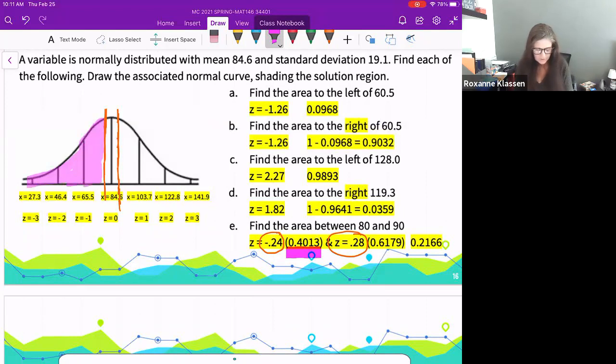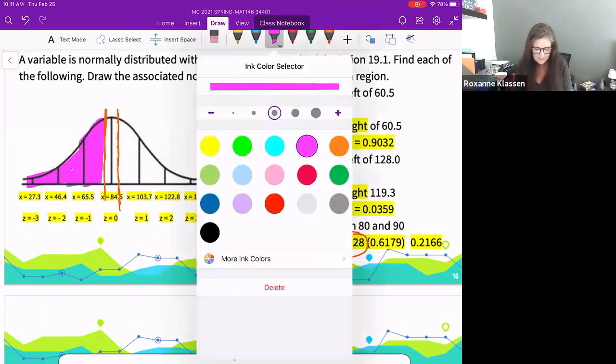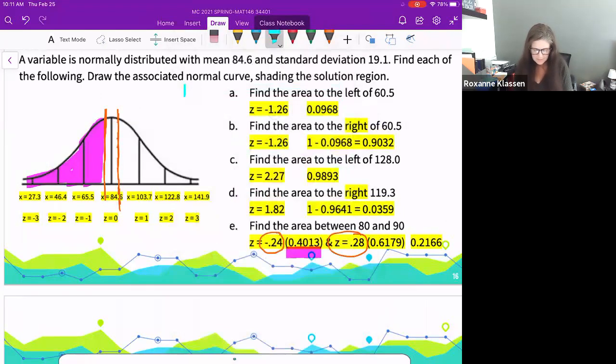When I look up on the table and I get 0.6179, I'm getting all of this area right here. Notice how I have it double shaded there. Notice how this part right here has both the shading.